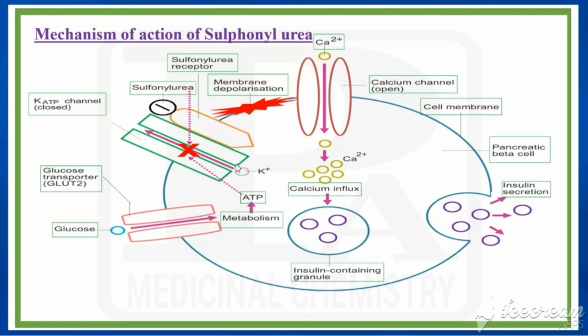So what do you know about the potassium channel? The potassium channel is an ATP sensitive one. It has two binding sites: one is for ATP, and this binding site is for sulphonyl urea. That's why it is called the sulphonyl urea binding site, the sulphonyl urea receptor.